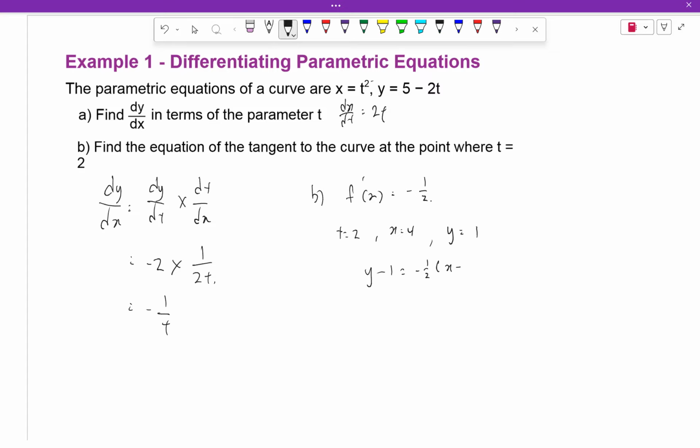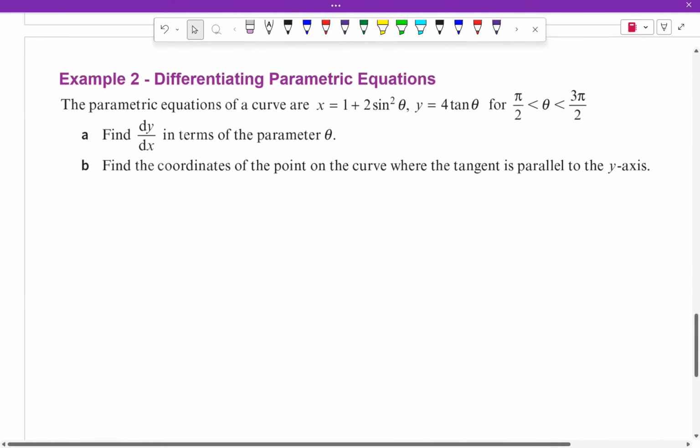So in this case, y minus 1 equals -1 over 2 times x minus 4, that is, y equals -1 over 2 times x plus 2 plus 1. So our final value is just going to be -1 over 2 x plus 3. End of story.